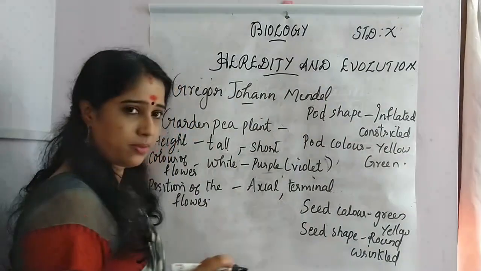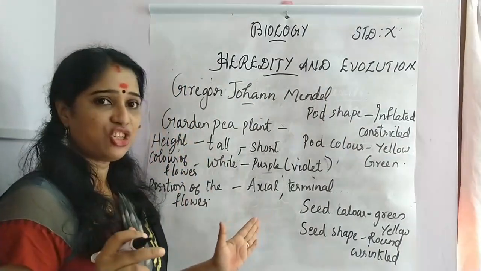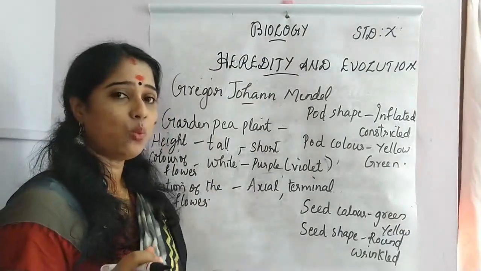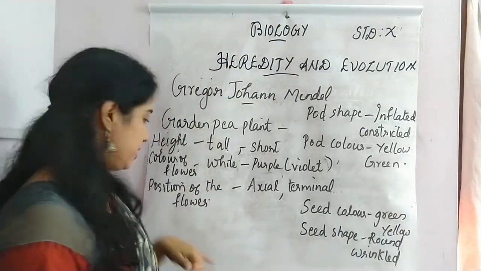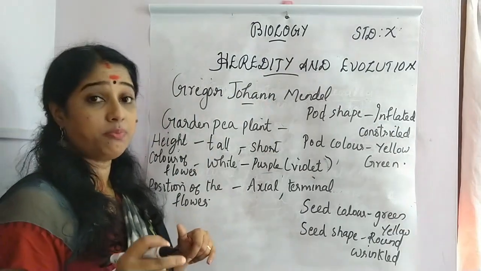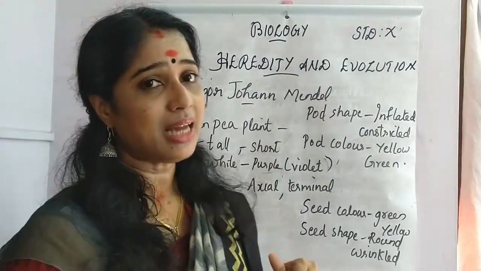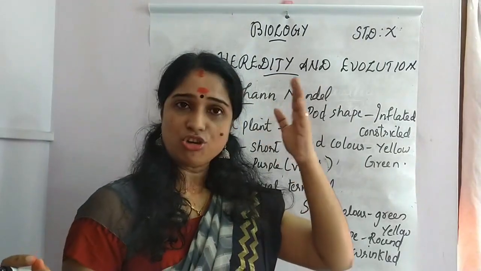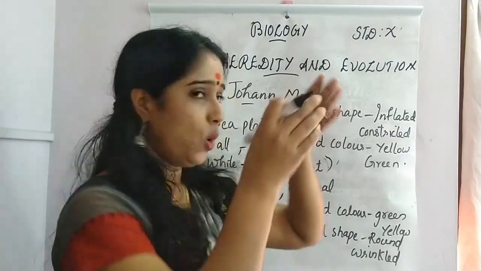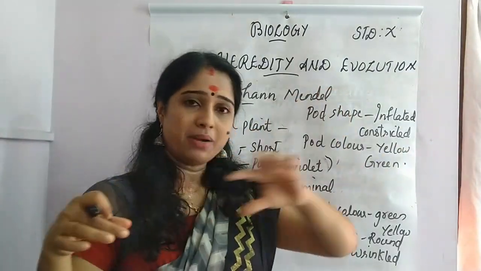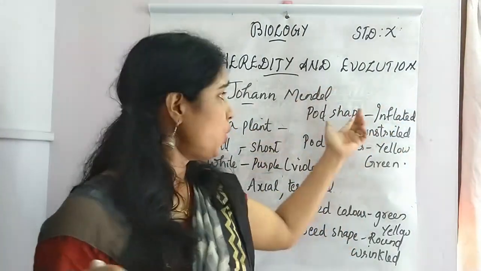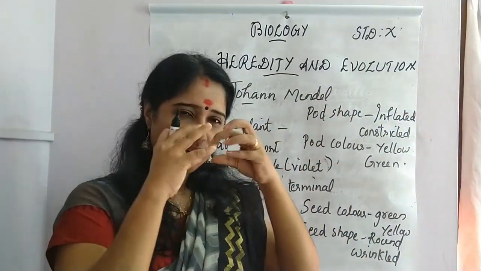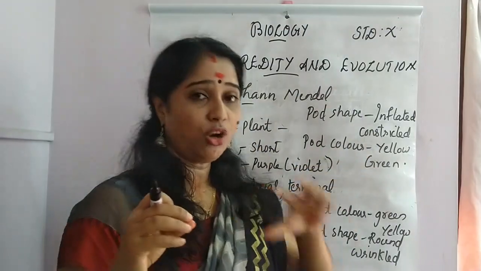They are the height. Some plants are tall and some plants are short. Next one, color of the flower. Some flowers are white, some are purple or violet. The position of the flower: in some plants, flowers can be seen in the side, so we call it axial. In some plants, we see the flowers at the top, that is terminal. Then pod shape, some beautifully inflated, some constricted or shrunken.